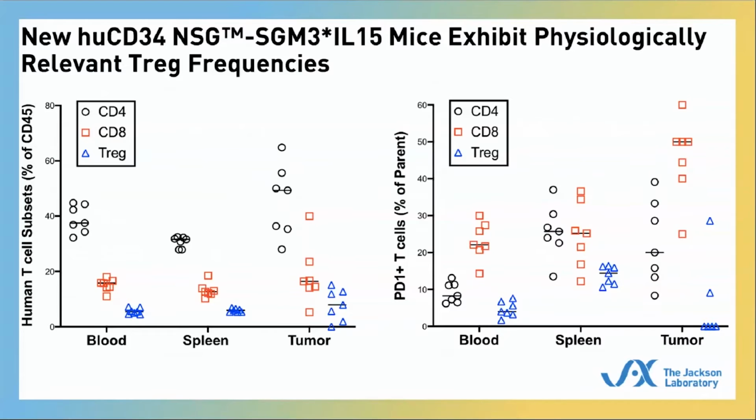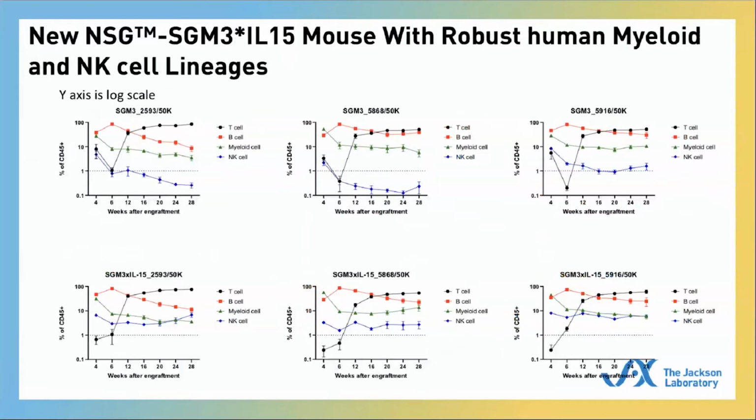And we recently also developed a new mouse, which is not yet available to the public. We're still trying to evaluate that mouse in-house. I'm showing you some preliminary flow data. That's a mouse which we developed by crossing the NSG SGM3 to the NSG IL-15. So the goal is to have a mouse where, upon humanization, you would have robust T cells, B cells, myeloid cells, and NK cells. And that is really what we see in these mice.